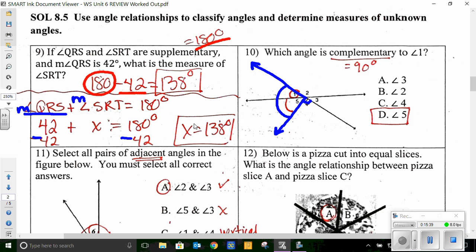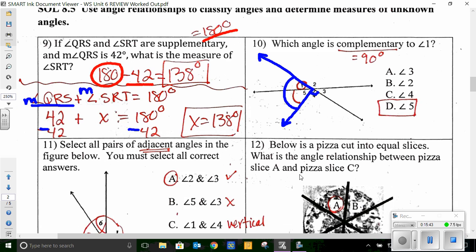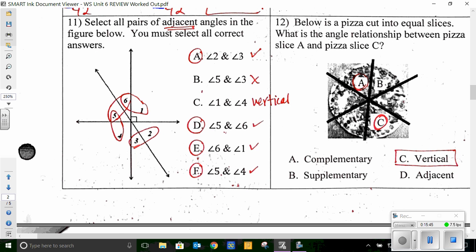So, all I needed to do was the adjacent angle, which also made it the complementary angle in that case. Not all adjacent angles are complementary. Number 11, remember it says to select all the pairs of adjacent angles. And it says you must select all correct answers.